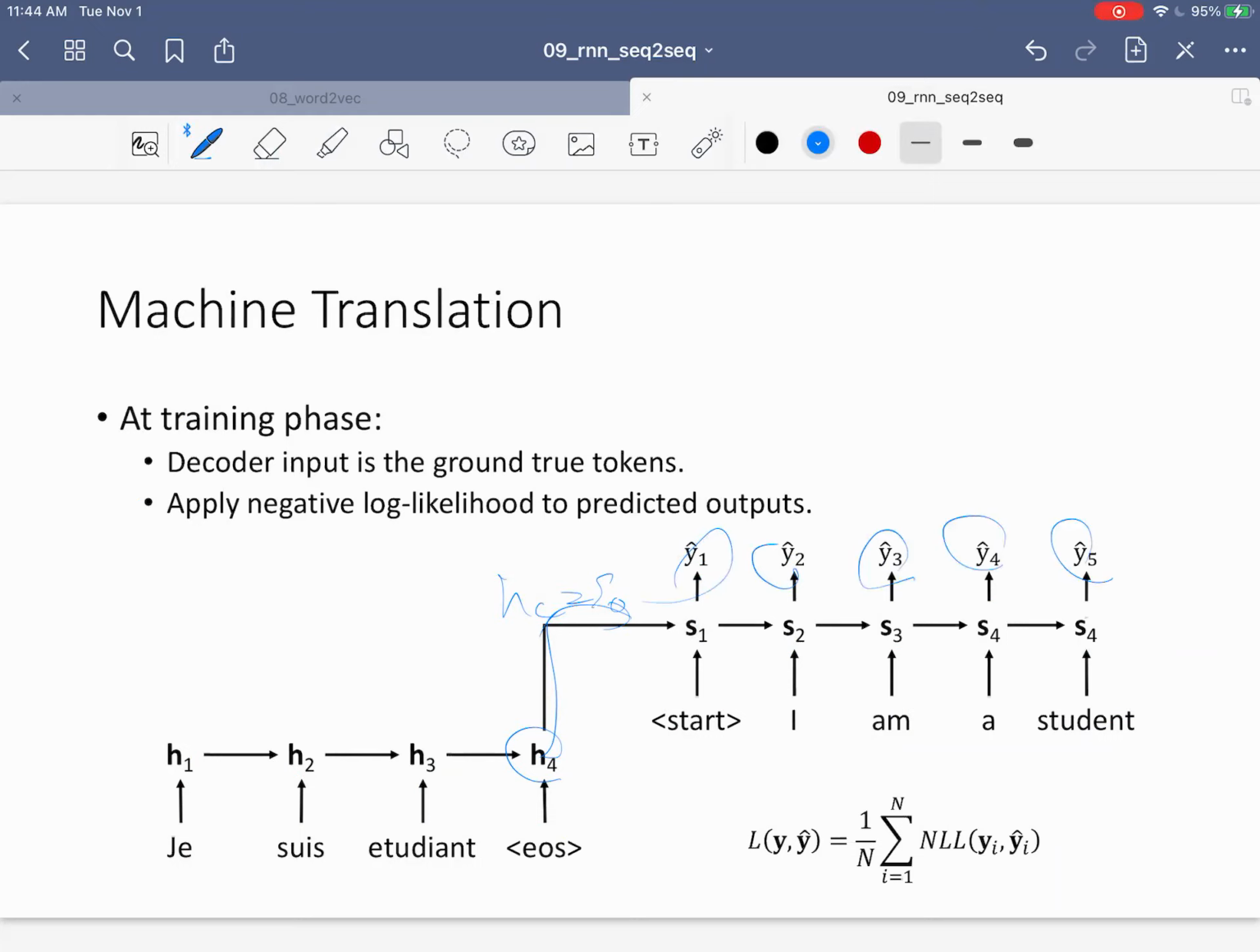So this entire decoder's weights will be updated, but at the same time, because H4 is copy pasted as S0, those error signals flow back to the encoder as well. So the encoder's weights are updated too. Right. So that's how you train your sequence-to-sequence architecture in an end-to-end manner.